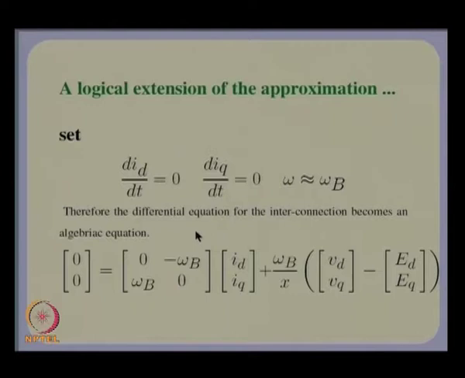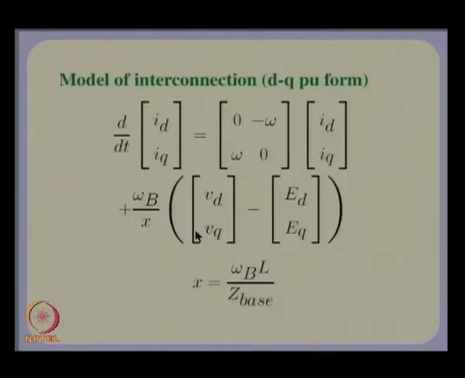Remember that in case we are neglecting fast transients by setting d psi d by dt equal to 0 and d psi q by dt equal to 0, there is really no point in retaining a differential equation describing I d and I q, because if I do retain this differential equation, then we are not really getting rid of a fast transient. You can show, this is something which I am not proving here, that if I retain this differential equation while setting d psi d by dt equal to 0 and d psi q by dt equal to 0, I am not really getting rid of the fast transients. Because of this differential equation, you will still have fast transients and the system will still be stiff.